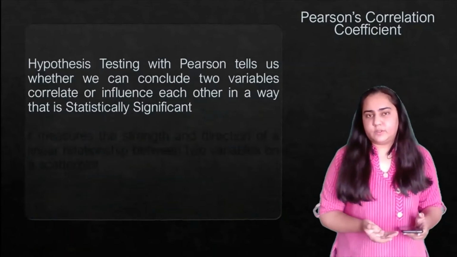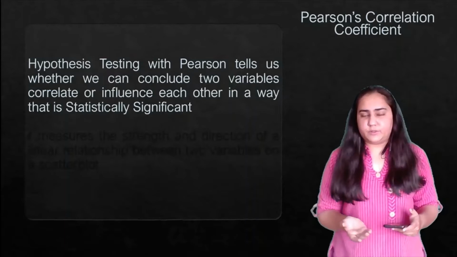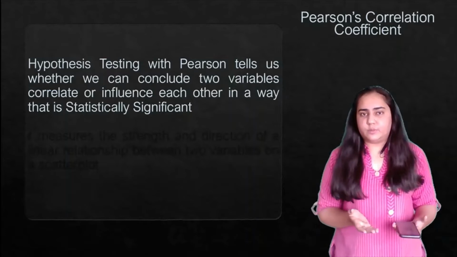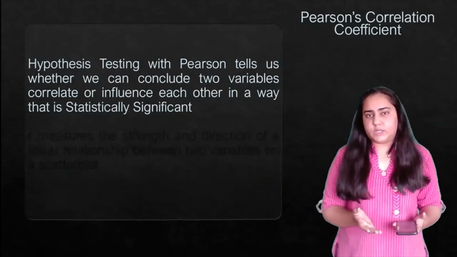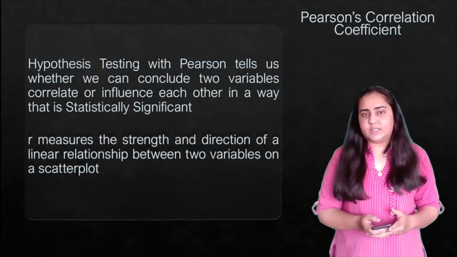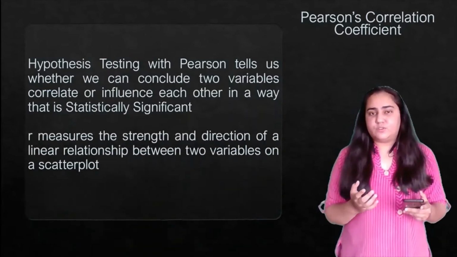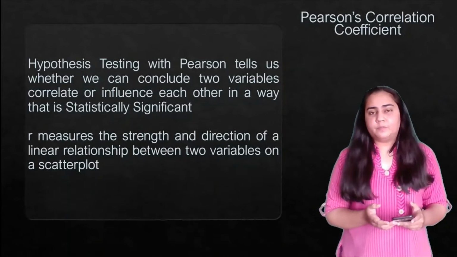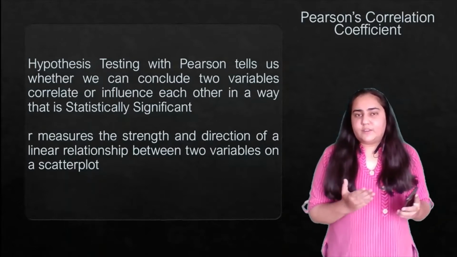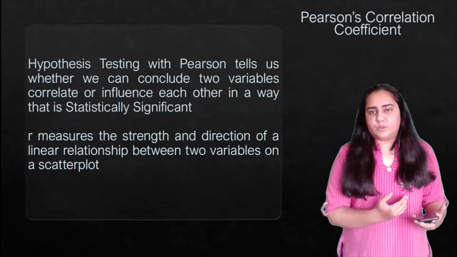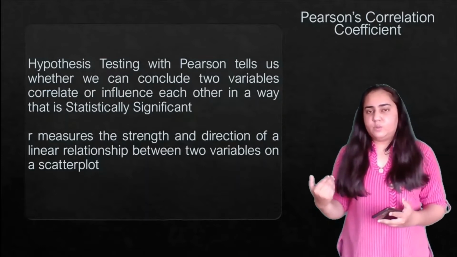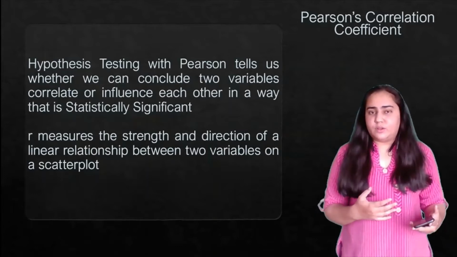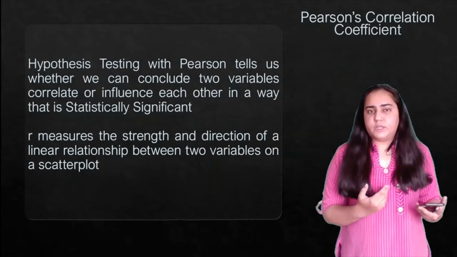When we do hypothesis testing with Pearson's correlation coefficient, it tells us whether we can conclude that two variables correlate or influence each other in a way that is statistically significant. R measures the strength and direction of a linear relationship between two variables on a scatter plot. Because we have two variables here; when we talked about p-value, we were talking just about one variable. That time we were just trying to measure whether or not the medicine works.